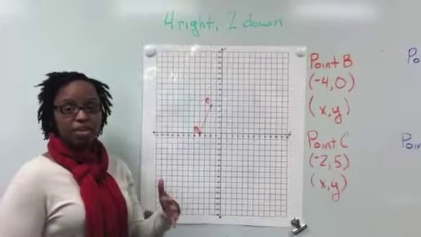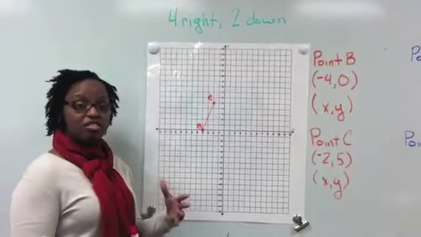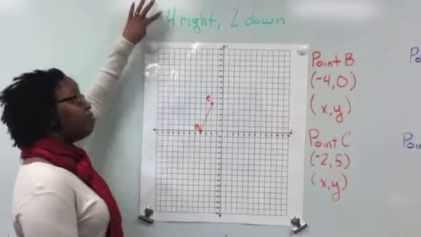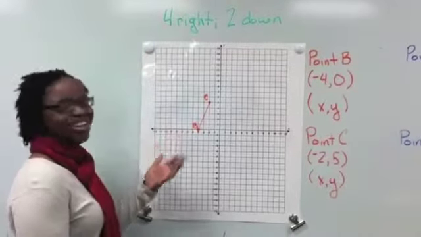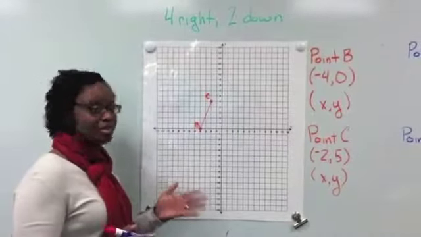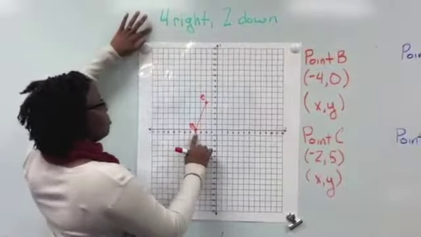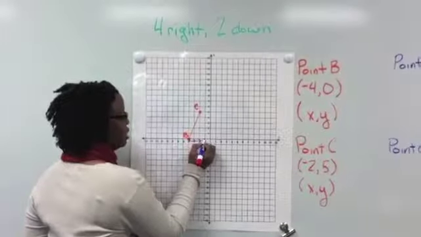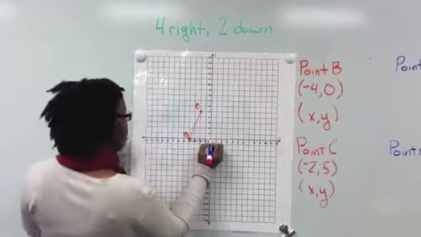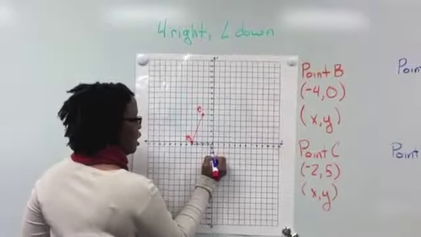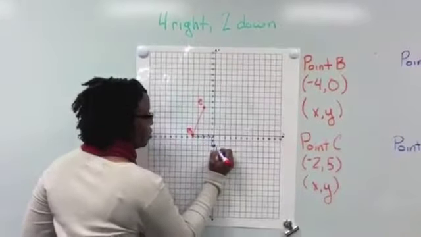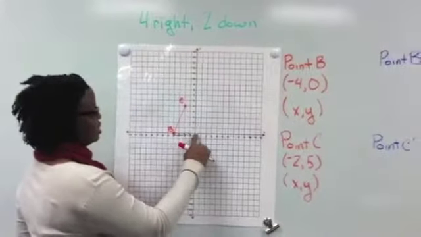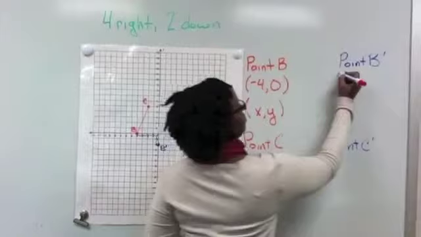In our first example, we only translated 1 point. But with this figure, or this line segment, both points need to be translated. Both of them will be translated 4 right and 2 down. So point B, put my pencil there, and I'm going to go 4 to the right, 1, 2, 3, 4, and 2 down, 1, 2. And so there's my new point B, or remember, B prime. I'm going to write down the coordinates there, so it's 0, -2.